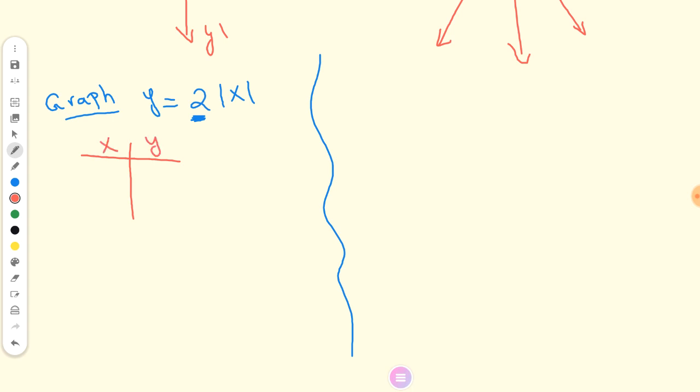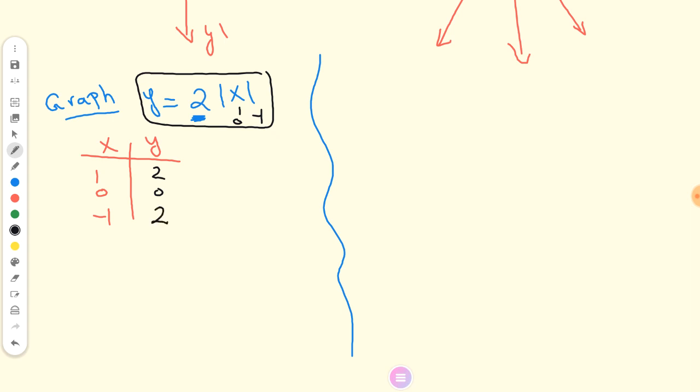Yes, excellent. I will make a small table like this. X and Y, and I will write here 0, and above it 1, and below it -1. After that, just replace X with 0, 1, -1 to find the value of Y. If you replace X with 1, then the absolute value of 1 is 1, 1 multiplied by 2 is 2. Second, 0: absolute value of 0 is 0, 0 multiplied by 2 is 0. -1: absolute value of -1 is 1.